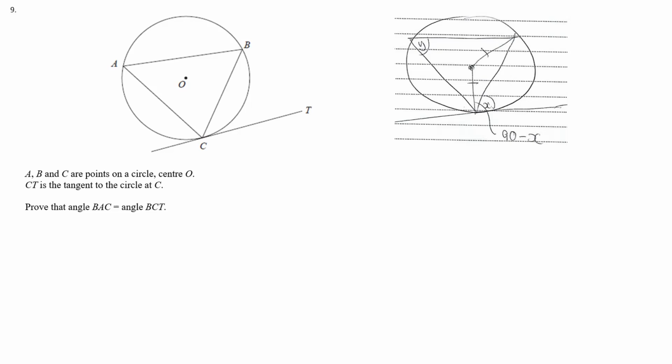So first thing I did was I drew a radius to the tangent from O to C, and then from O to B. All right, and because they're both radiuses, that little triangle that they make is isosceles, so the sides are the same. So I call that angle x, as you can see, and the angle I'm trying to prove that it's equal to, I called y.